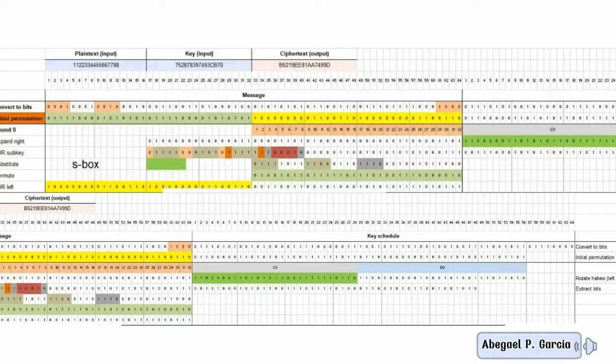P boxes are usually classified as compression, expansion, or straight based on whether the number of output bits is less than, greater than, or equal to the number of input bits. Only straight P boxes can be inverted.